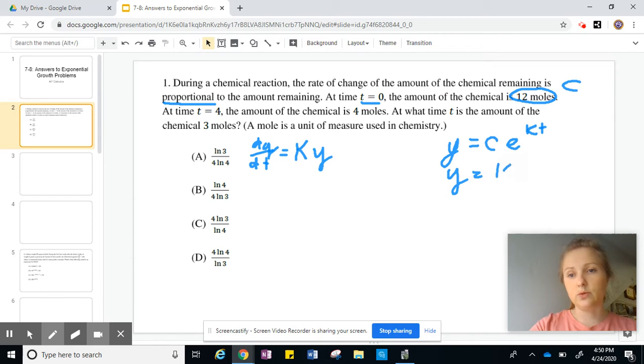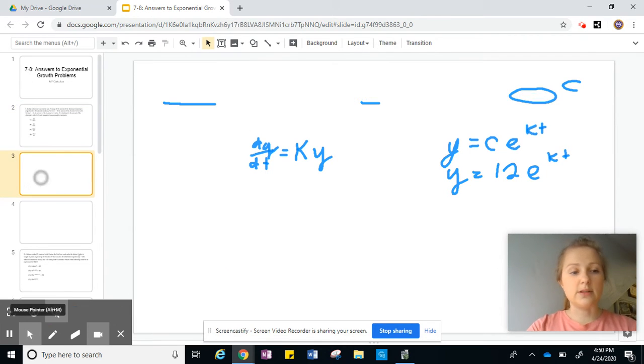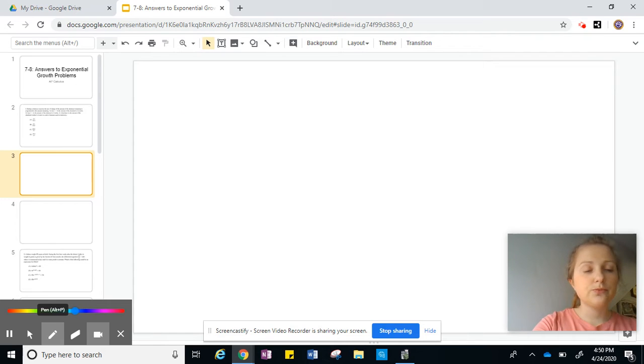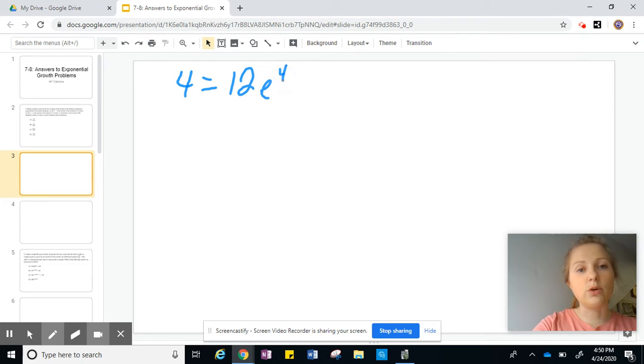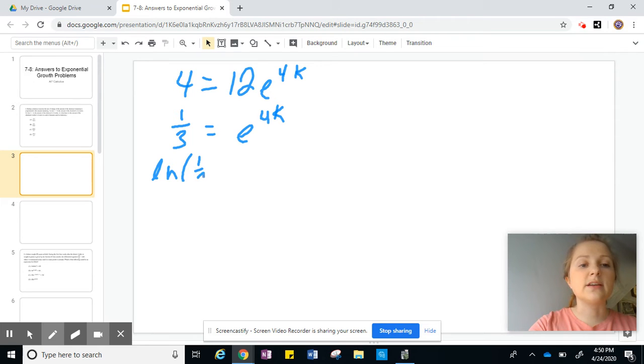So y equals 12 e to the kt. So we need to find k. And we can do that using t is 4 and y is 4. So we know 4 equals 12e to the 4 times k, and we need to find k. So if we divide by 12 on both sides, 4 divided by 12 is 1/3. So 1/3 equals e to the 4k power. In order to get that k alone, we need to take the natural log of both sides.